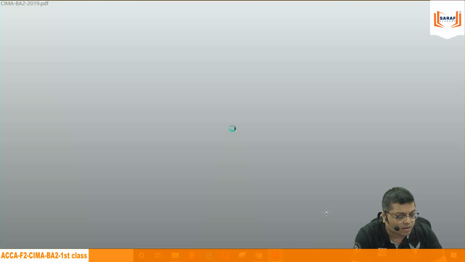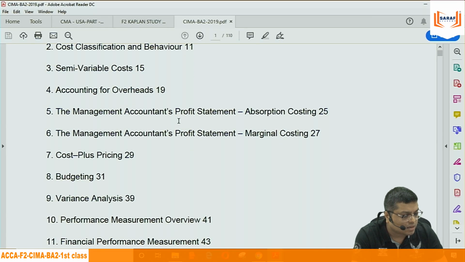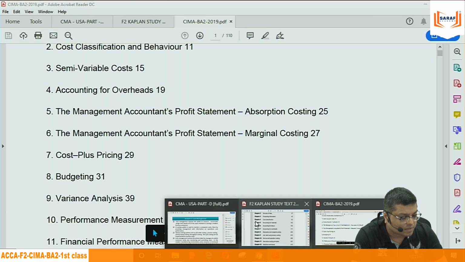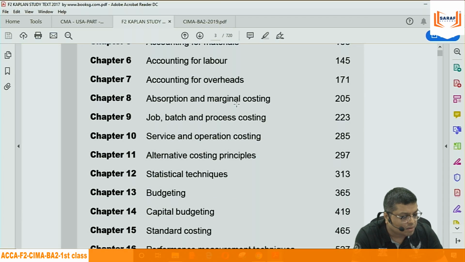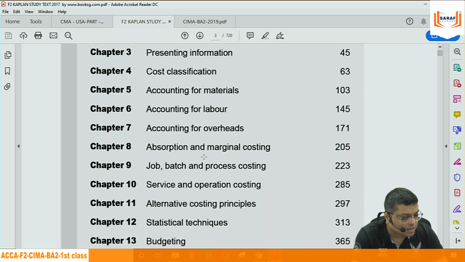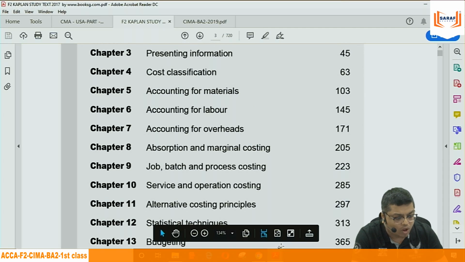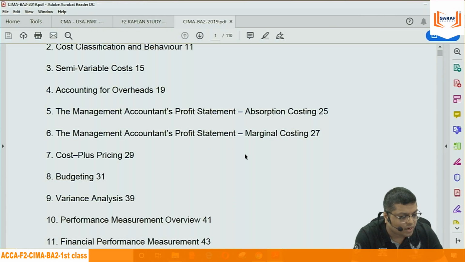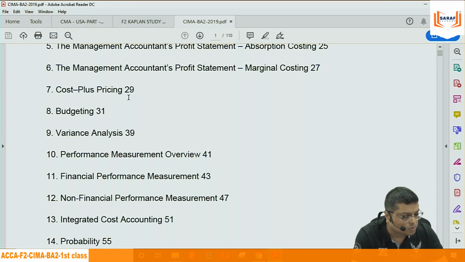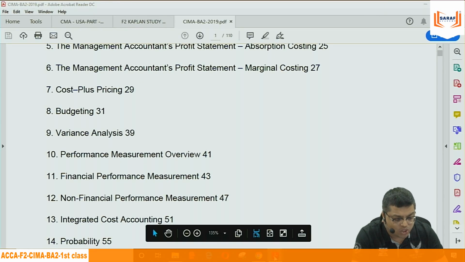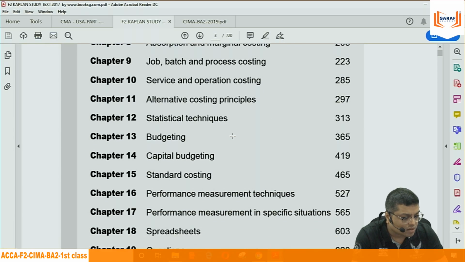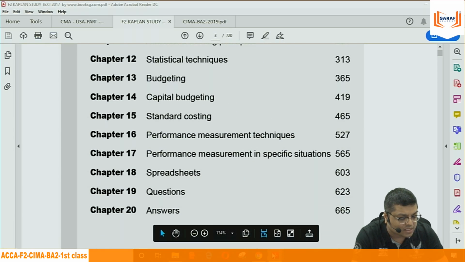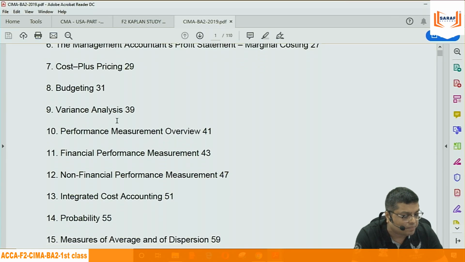Then absorption costing, marginal costing. In ACCA, marginal costing and absorption costing are in one topic. Here it is two topics. Cost plus pricing is actually not there in ACCA. So this is an extra topic in CIMA.